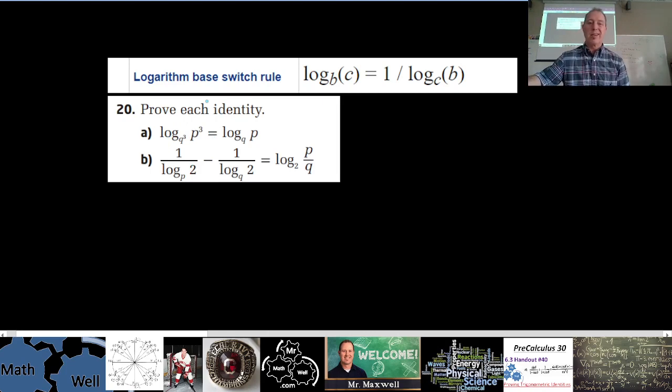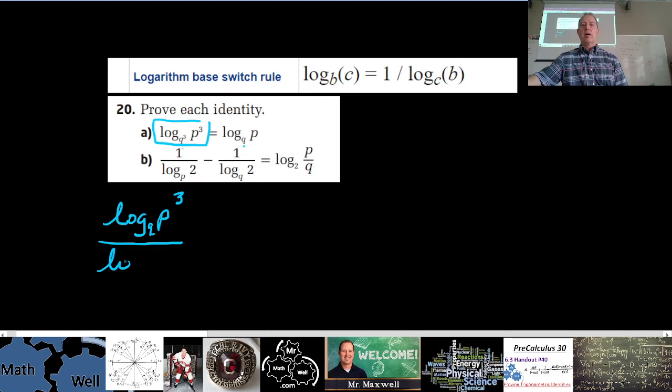So one of the things that you can do is write this using the change of base formula, because notice the bases aren't the same. That's q cubed and just q. So you can write this as log of p cubed, and you can choose any base, actually. So if you choose the base q, then this would be log of q cubed base q.